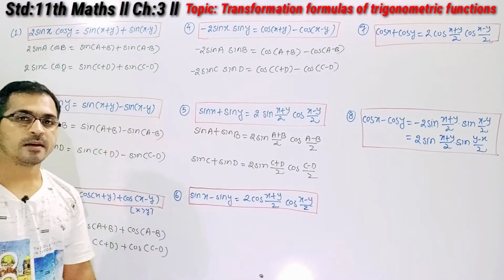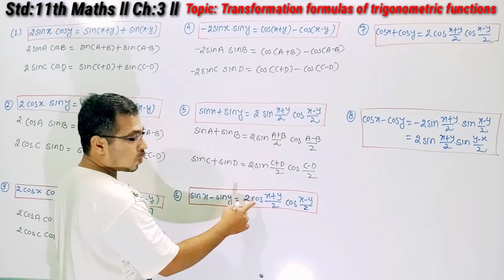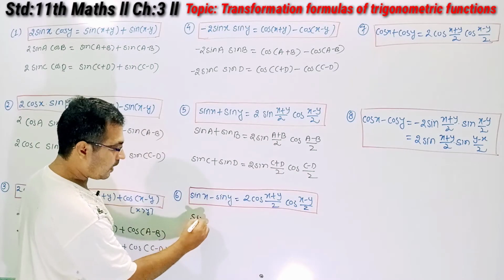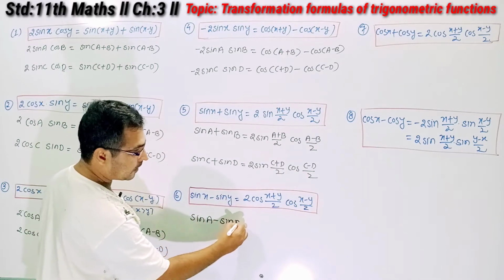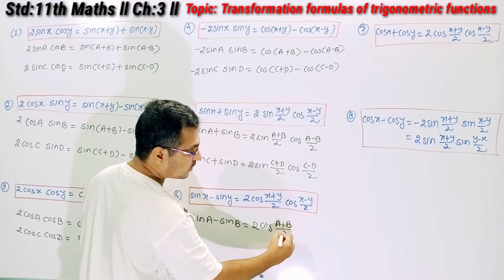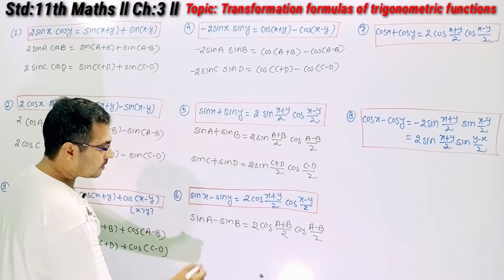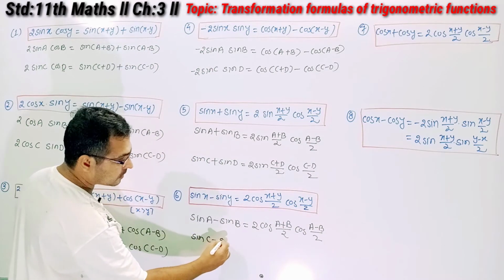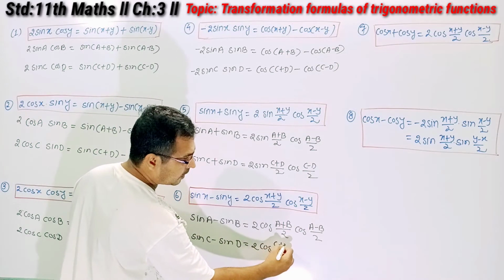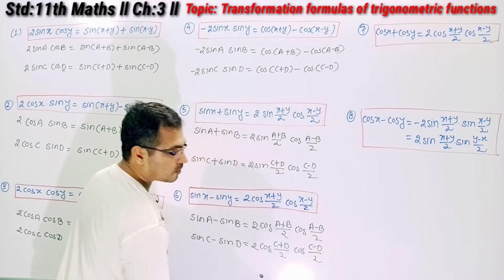Right? Now formula number 6: sin x minus sin y is equal to 2 cos((x plus y) by 2) sin((x minus y) by 2). So sin a minus sin b is equal to 2 cos((a plus b) by 2) sin((a minus b) by 2). Right? Similarly, sin c minus sin d is equal to 2 cos((c plus d) by 2) sin((c minus d) by 2).